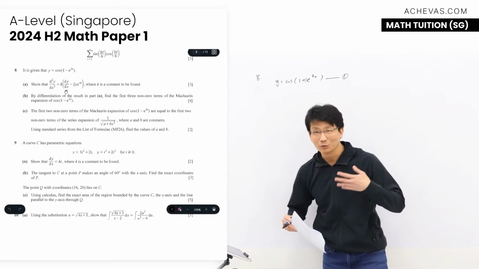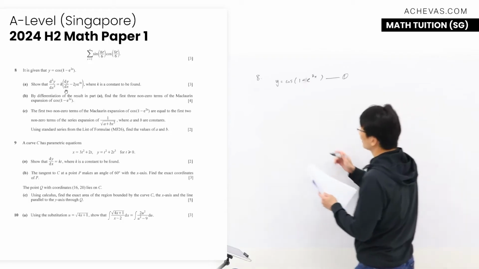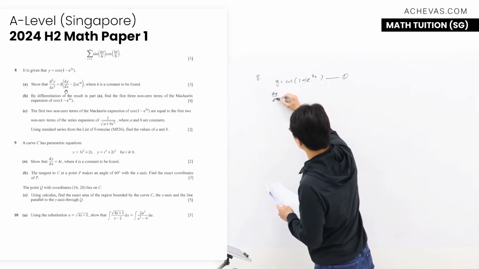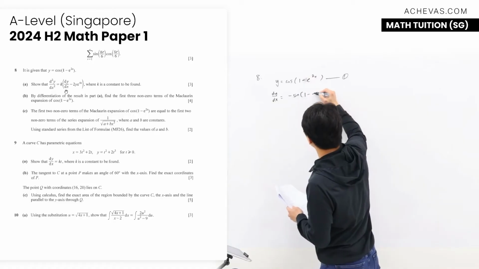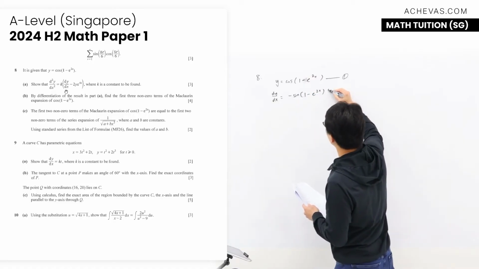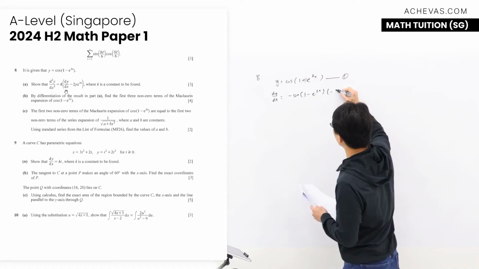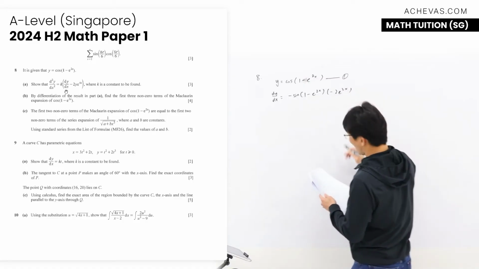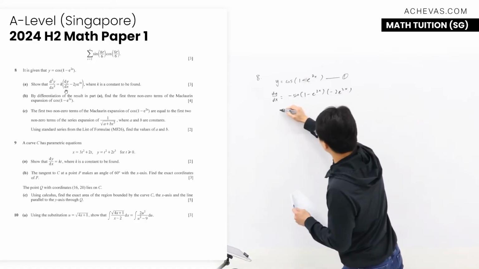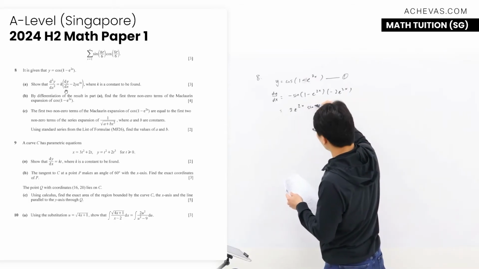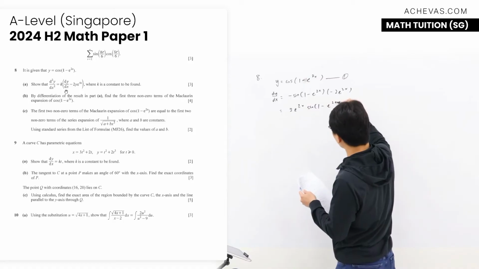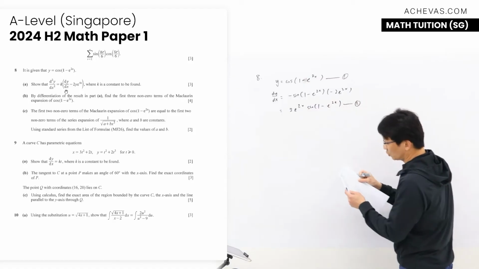I think probably I'm going to differentiate this 2 more times. When we do the first differentiation, I get minus sine of bracket 1 minus e to the power 2x, and differentiating inside, I get minus 2e to the 2x. Let's simplify a bit more. I'll get 2e to the 2x sine of 1 minus e to the 2x. I'm going to call this equation number 2.